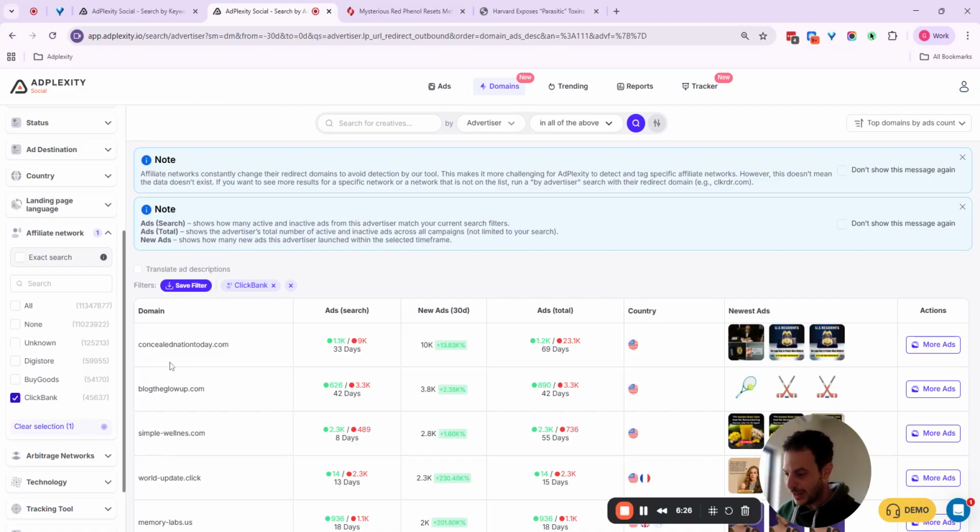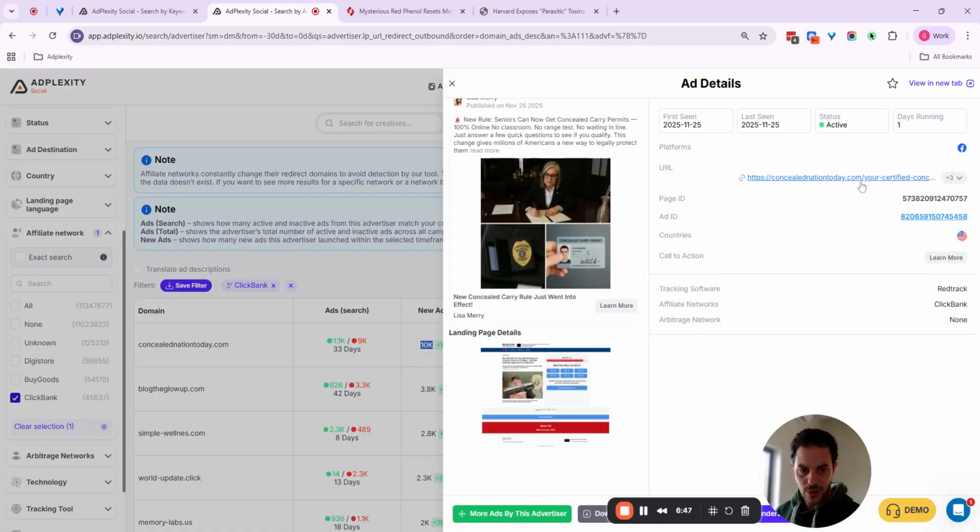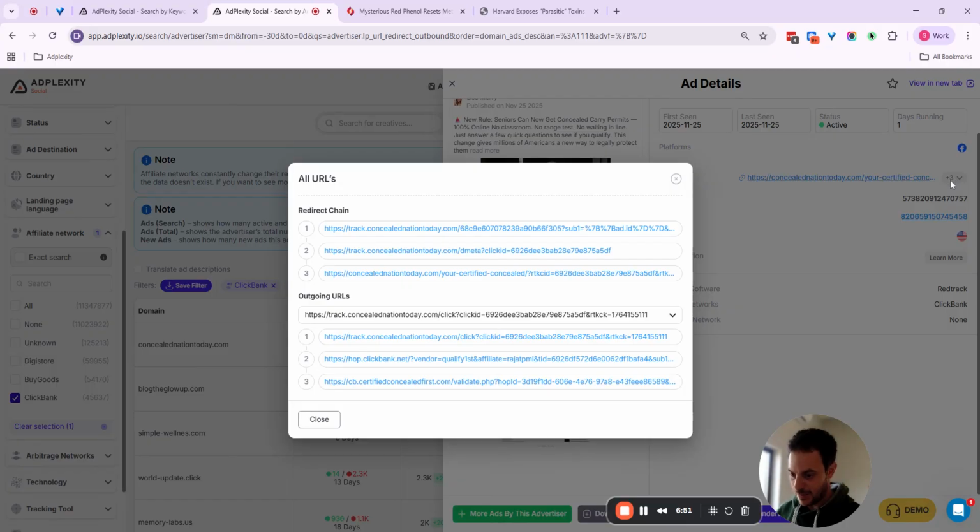So let's look at this Concealed Nation today. And this is pumping ads like crazy. So in the last 30 days, they pumped 10,000 ads according to our platform versus 72 from the last period before. So this is something that is definitely growing. So let's take a look and see how it looks. Concealed Nation today. We identify this as ClickBank. Yeah, it's ClickBank, so everything is correct.